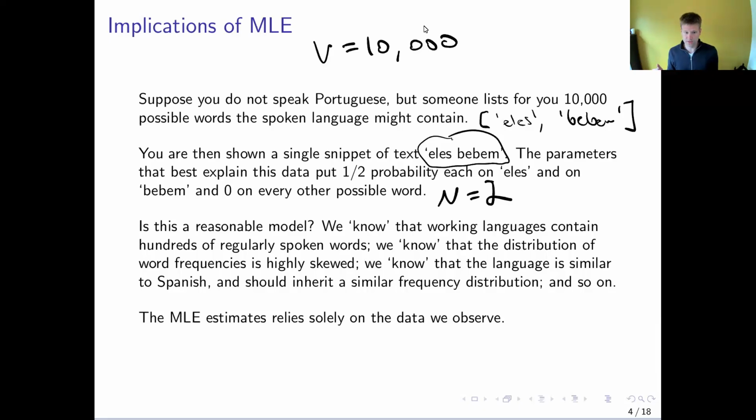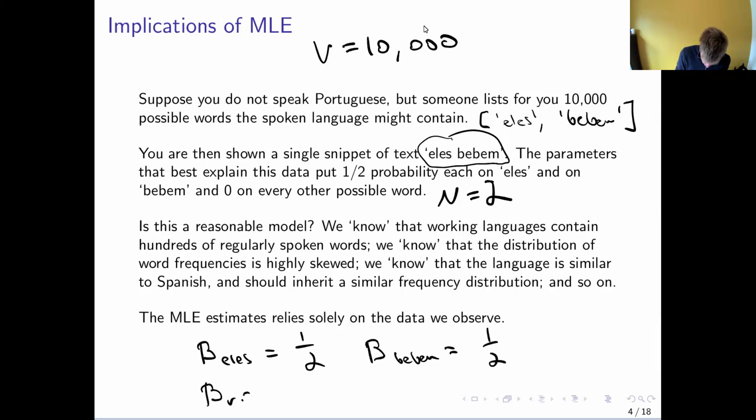And each one shows up once. So the beta for eles is going to be 1/2. The beta for bebem is also going to be 1/2. And the beta V is going to be 0 for all other V. All right, so we have matched the multinomial probability vector to the empirical frequency of words that we had available to us when we were conducting inference.